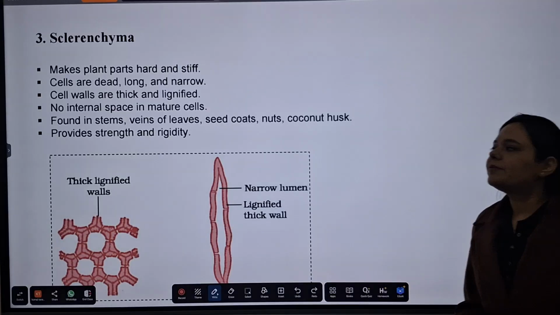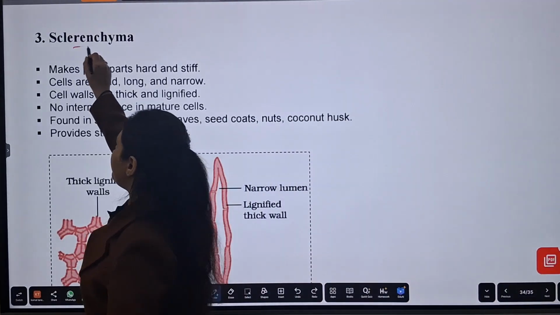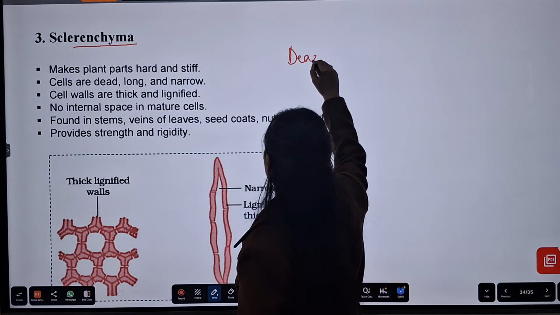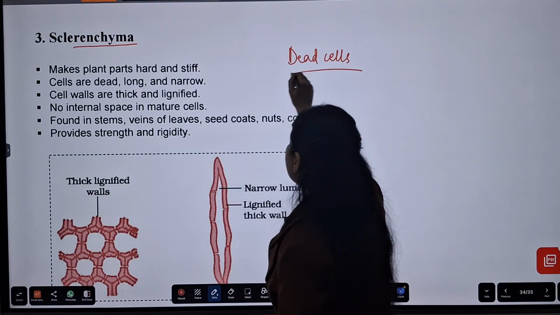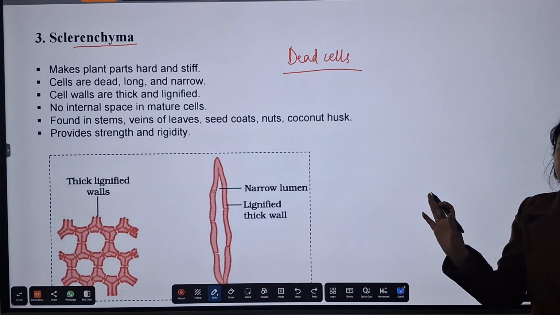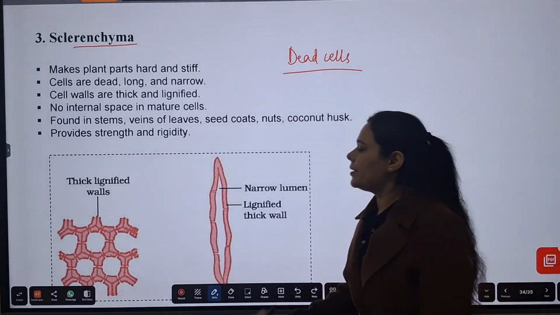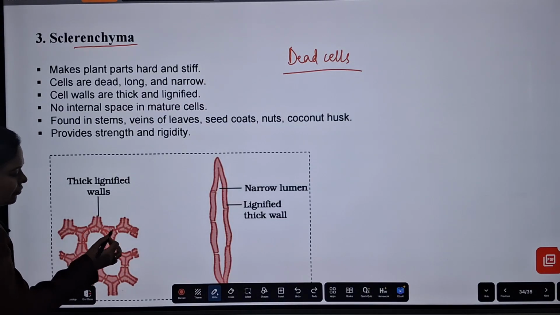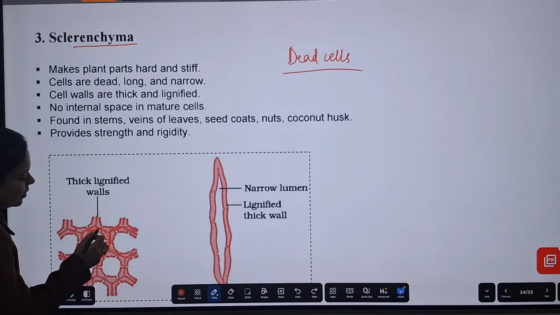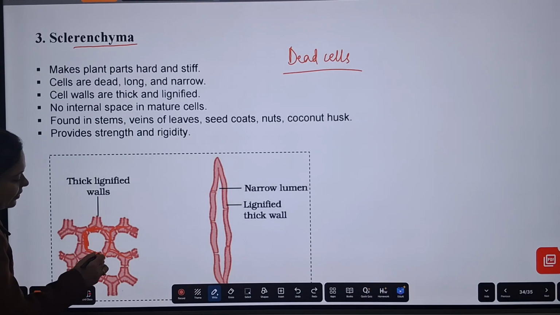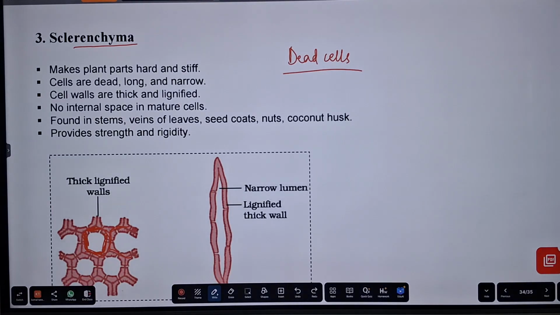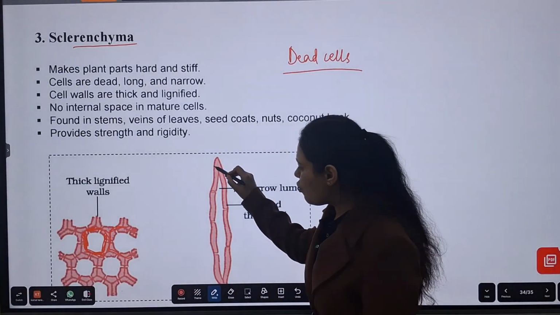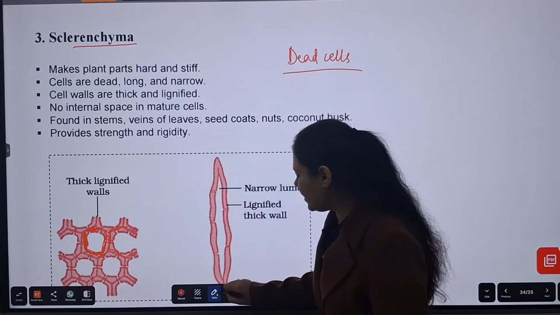So the third type of simple permanent tissue is sclerenchymatous tissue, sclerenchyma. These are made up of dead cells. Collenchyma and parenchyma are living cells, but sclerenchyma are dead cells. If we see these cells under the microscope, in the transverse section, they look something like this. No intercellular spaces, and cell walls are lignified and thick.